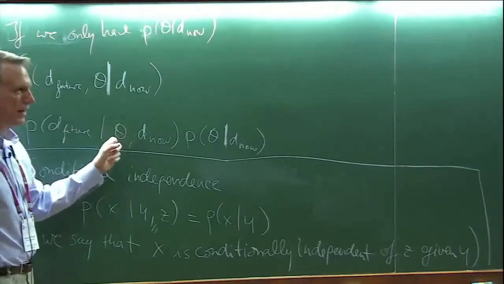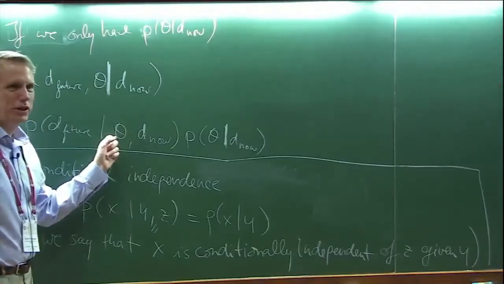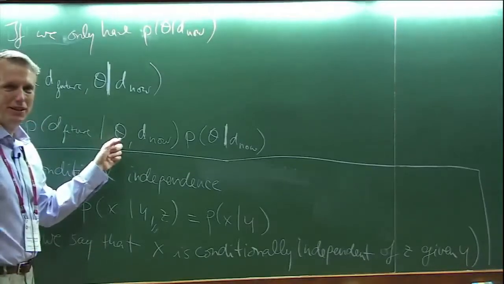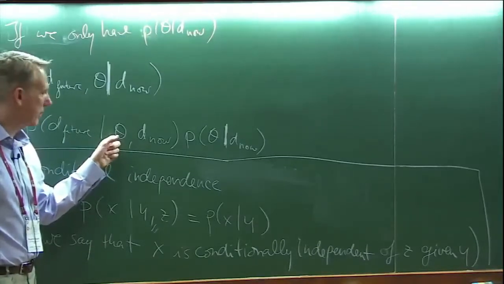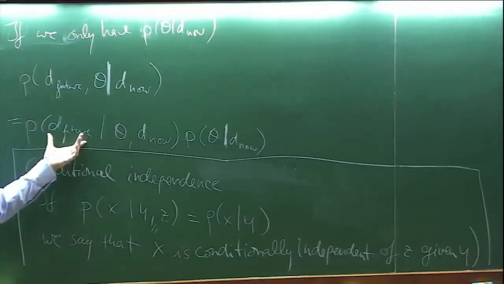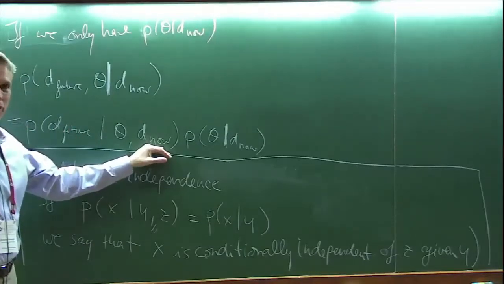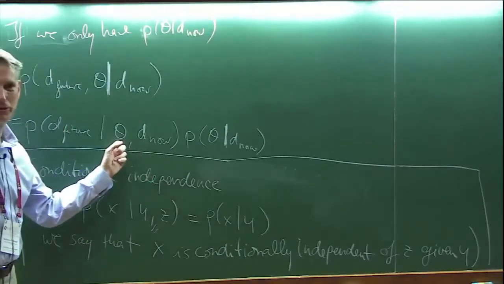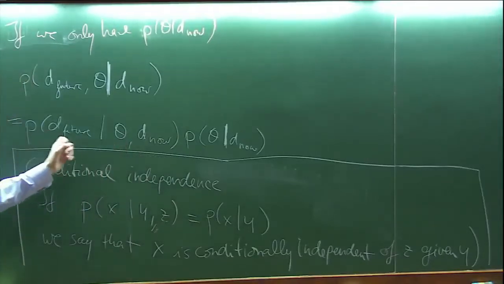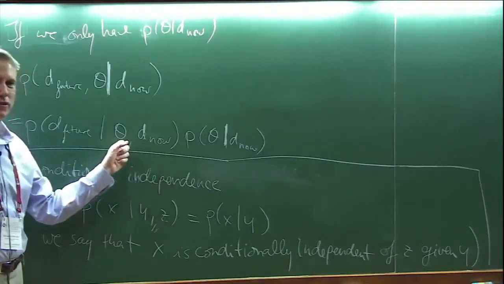If I assume a fixed, true value of the parameter, well, I can take as much data as I want. It's not going to change anything to my knowledge because I already know this parameter value perfectly. So whatever I predict about the future data does not depend on what data I have now if I already know the parameter perfectly. Another way of saying it is the future data is conditionally independent of the current data given the true value of the parameter.